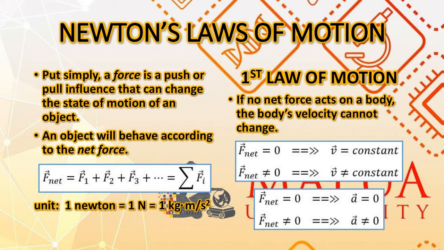It is not constant. Consequently, if the velocity is constant, that means the acceleration is 0. If F net is equal to 0, the acceleration is 0. If F net is not equal to 0, the velocity is not constant. That means the velocity is changing. There is acceleration. The acceleration is not equal to 0. So the first law of motion, even though quite simple in terms of statement, has several implications.